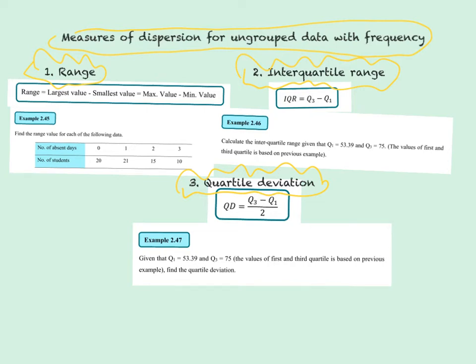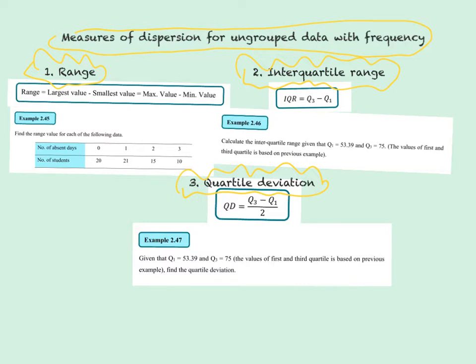Measure of dispersion for ungrouped data with frequency. Okay, so before this we have discussed the measure of dispersion for ungrouped data. So right now we are going to discuss ungrouped data with frequency. The formula we have for range is the largest value minus the smallest value.